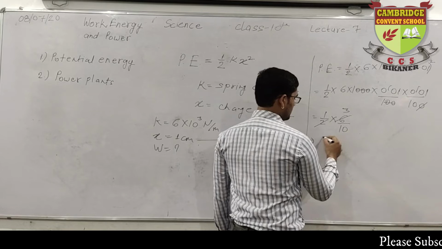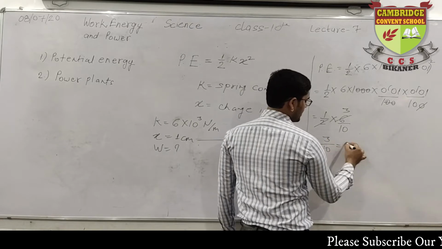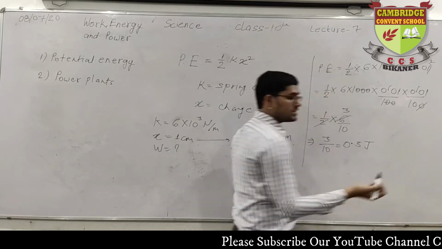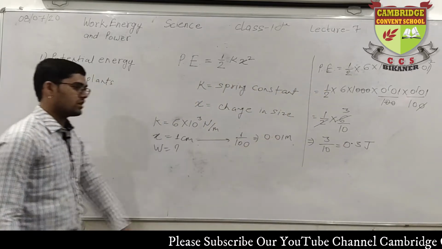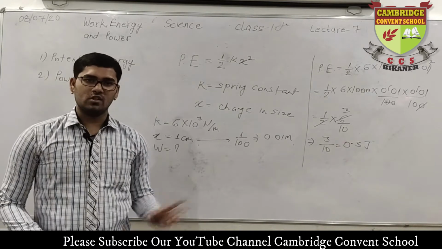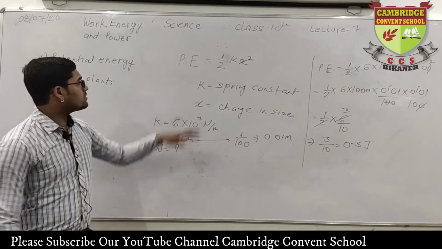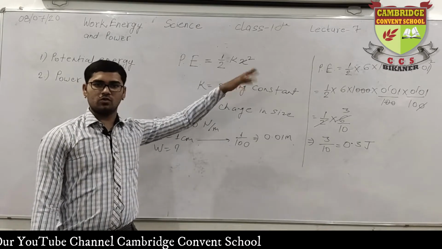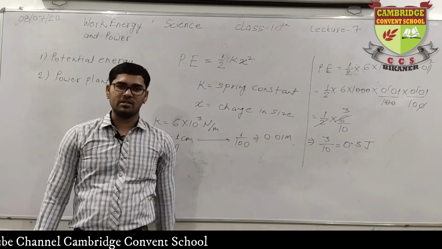3 upon 10 is 0.3, and it's joule, because it is energy, and the same thing is work. So our work done is 0.3 joule. So these types of questions are there when there is potential energy due to change in shape. So use this formula and solve more similar questions.